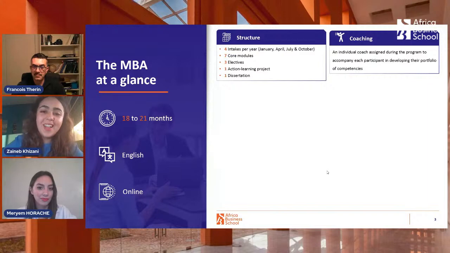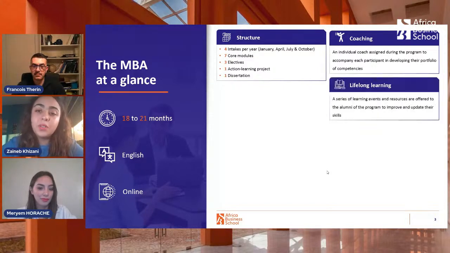So stay with us. The program also offers coaching sessions during the entire 18 months. So you will be followed by a coach to, let's say, develop your portfolio of competencies and capitalize on your learning experiences. It also gives you a kind of informal learning space where you can reflect on your learning experience from different modules. And then for the lifelong learning, at Africa Business School, we really believe in lifelong learning.